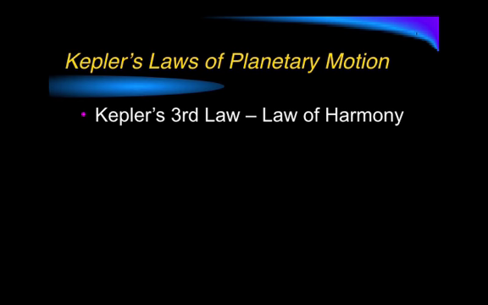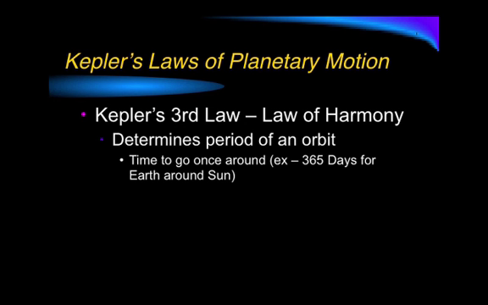Kepler's third law, called the law of harmony, I'm not sure where I found that out, but apparently that's what it's called, is Kepler's way of determining what's called the period of an orbit. Now, period means time. In other words, the time to go once around. So, for example, the period of the Earth's orbit is 365 days. So how much time does it take to go around?